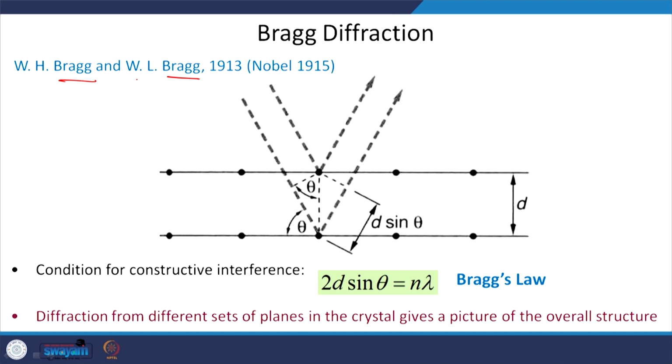If you have two atomic planes at a distance d, and the beam is incident at an angle theta, then you have 2d sin theta equal to n lambda, where n is the order of diffraction. Diffraction from different sets of planes gives the picture of the overall structure. For the same order of diffraction you will have different lambda values for different d, that is how it works.